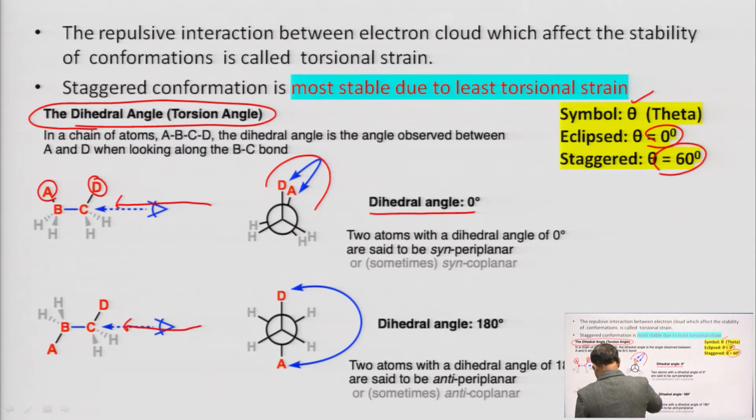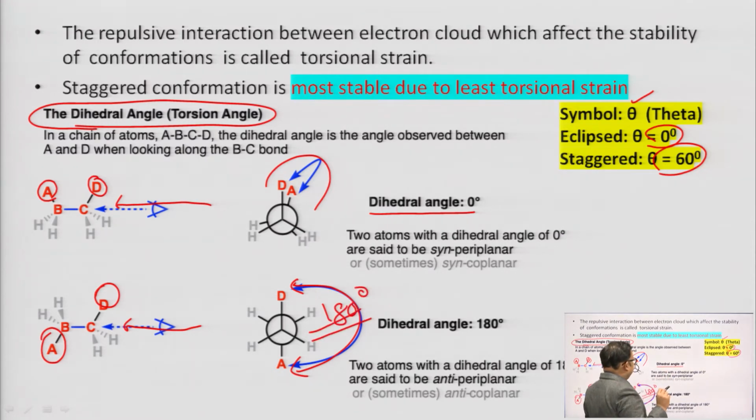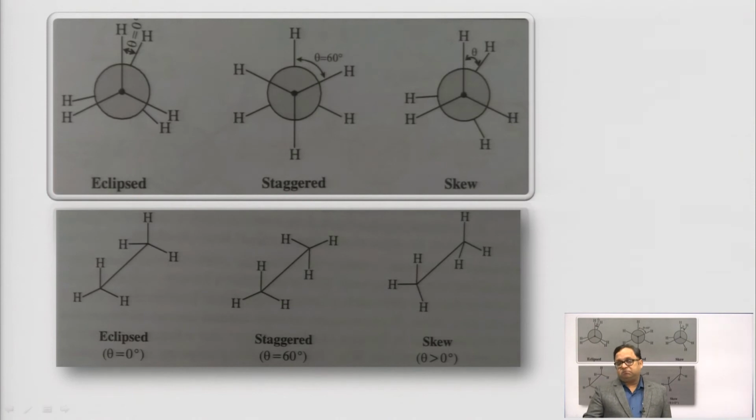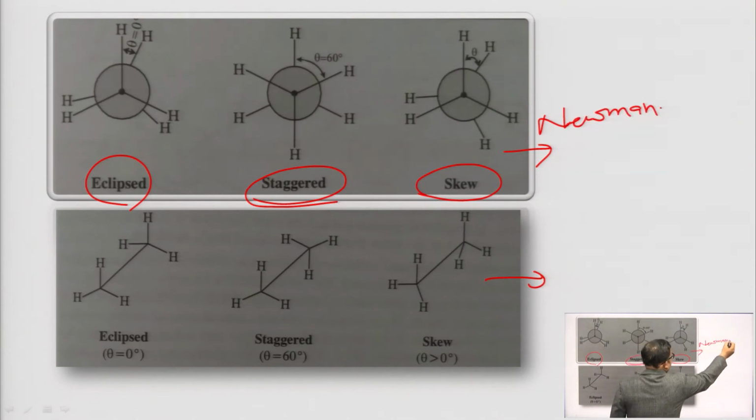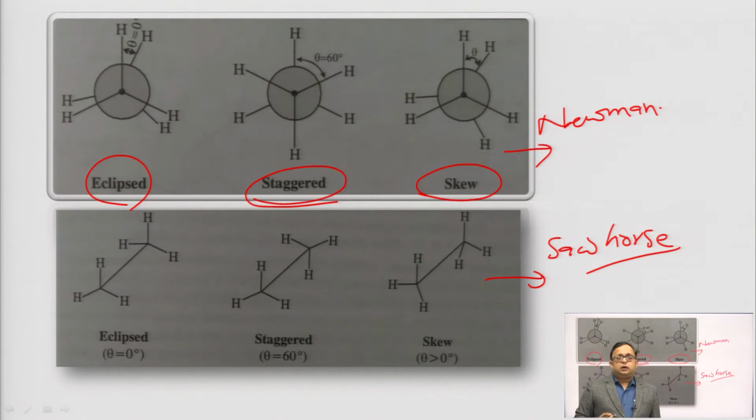Now, if we look at this again, both the A and D substituents are far apart from each other, at a dihedral angle of 180. These types of arrangements are called syn periplanar or syn coplanar, and this is called anti periplanar or anti coplanar. The dihedral angle between the peripheral substituents at the maximum or minimum possible distance gives eclipsed or staggered conformations. Here I have represented all the possible conformations: eclipsed, staggered and intermediate skew conformations, using the Newman representation and the Sawhorse representation.